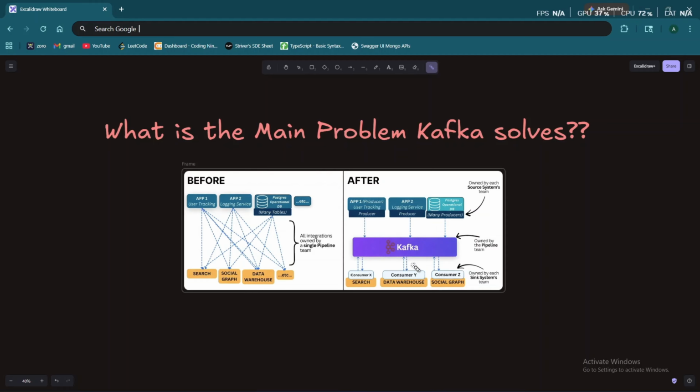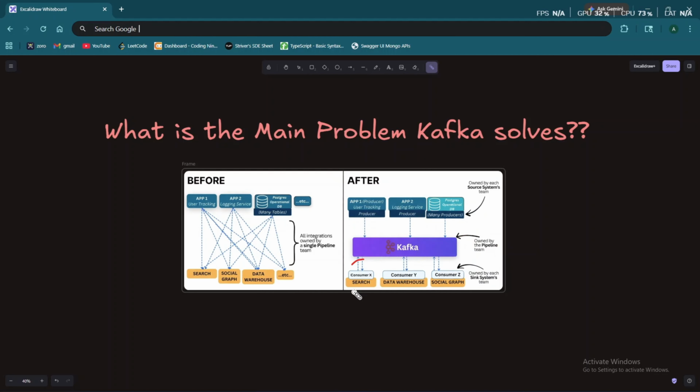Now let's introduce Kafka into this particular messy system and see how Kafka simplifies it. Kafka itself is a distributed pipeline. It helps the producers to produce the message independently without knowing who the consumers are. So producers can produce their messages to Kafka. Kafka is a streaming engine. It processes those messages, it keeps those messages, and this will be owned by one single pipeline team, right?